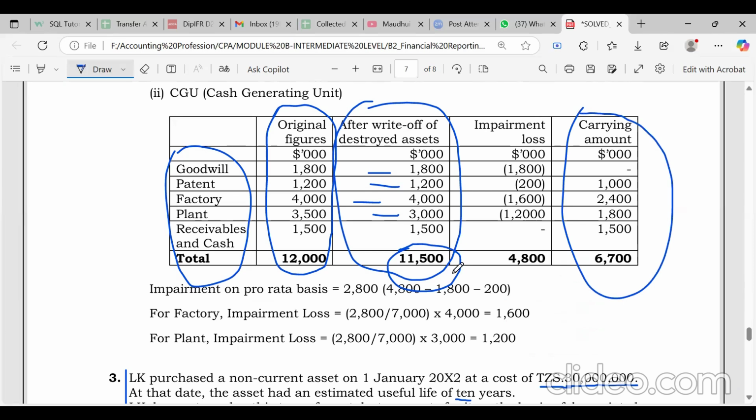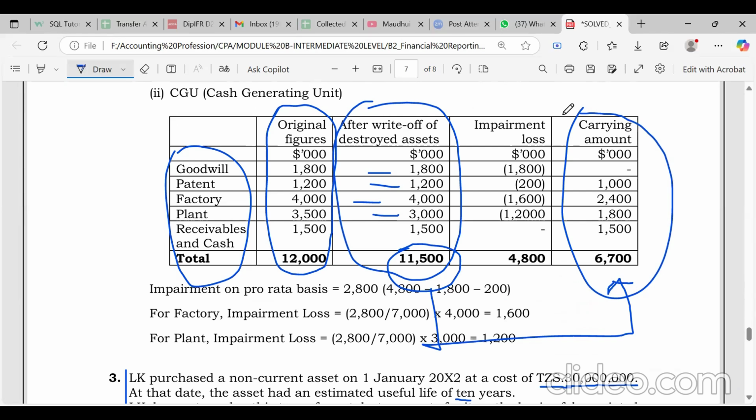Now, how do you get the impairment? You take the carrying amount, which is 11,500, minus the recoverable amount to get the impairment, right?